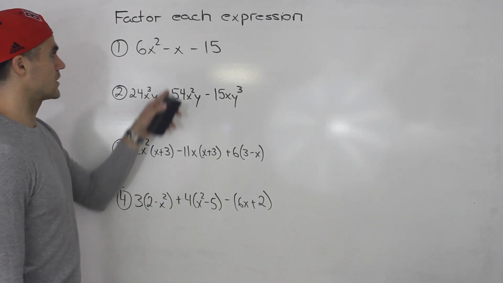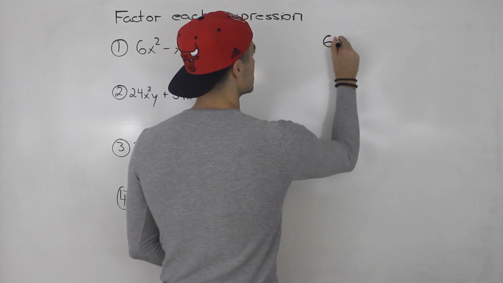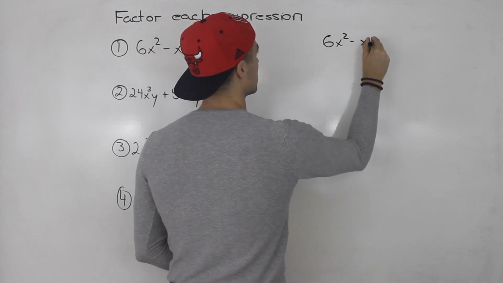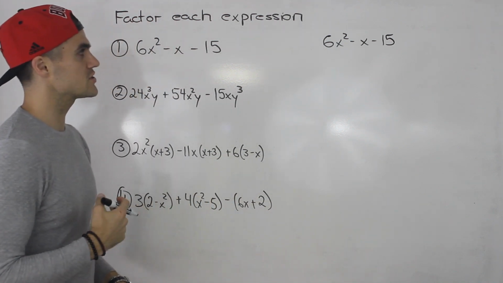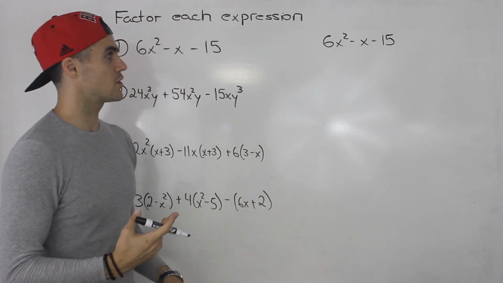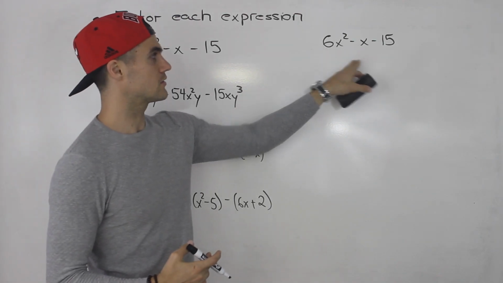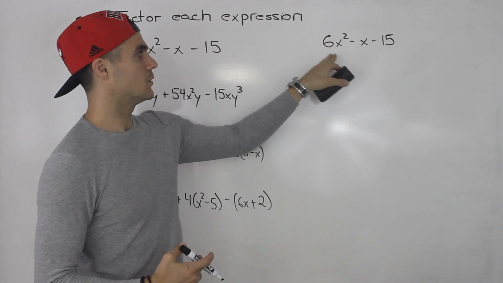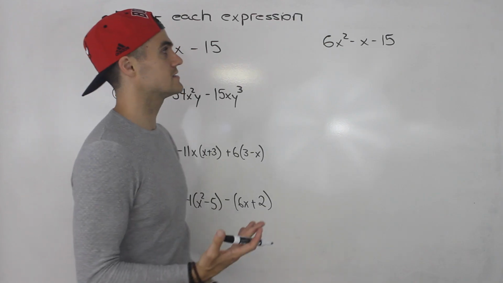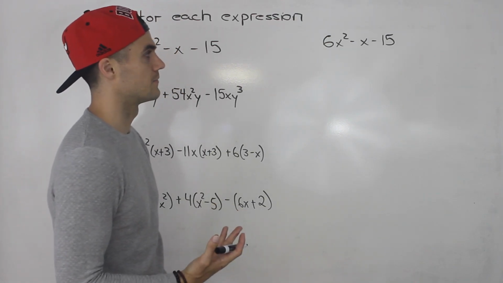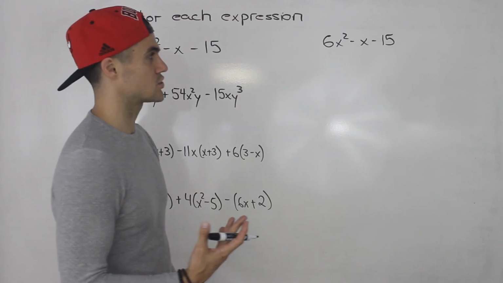So starting off with the first question, we got 6x squared minus x minus 15. Notice that we are dealing with a quadratic here, and we have to factor it. The first thing you want to check for any expression is, can you take anything out? Can you take any numbers out? Can you take any variables out? Well, you can't take an x out because the 15 doesn't contain an x, and you can't take out any numbers either. So what we're going to have to do is factor this by decomposition.